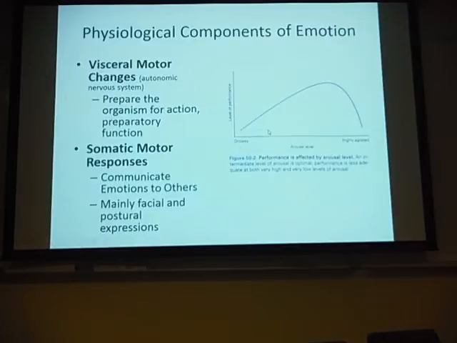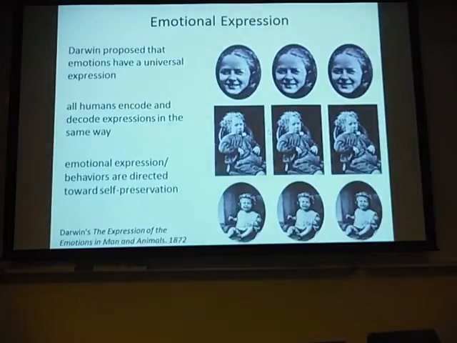And Darwin believed that particularly that second piece, those emotional communicative signals, were universal across the human species. So that because emotions have a universal expression, all humans encode and decode expressions in the same way, and that emotional expressions are directed towards self-preservation.